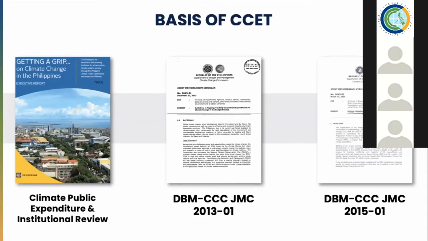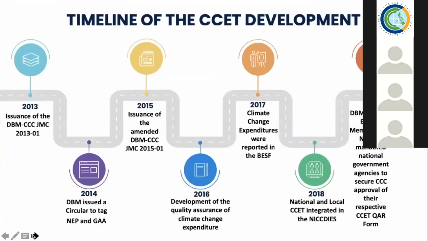In 2015, the JMC was amended to enhance the process and institutionalize the functions of the help desk. The JMC reinforced the government's transformative climate reforms, especially on mainstreaming climate change in its national budgeting process. Timeline of the CCET development.